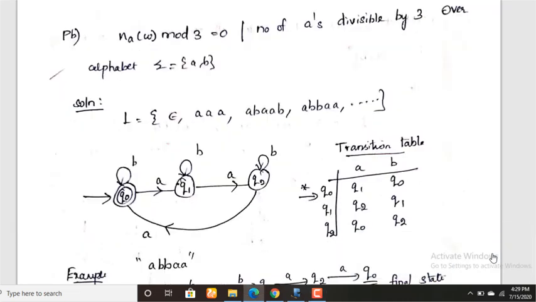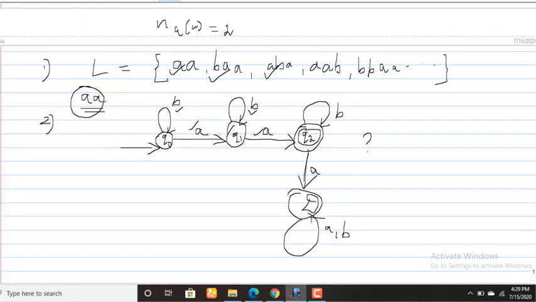In the next problem, construct a DFA which accepts strings where the number of A's is divisible by 3. We can also write it as number of A modulo 3 equals 0. What is the first step? Write the language. Number of A divisible by 3 means the number of A modulo 3 equals 0.